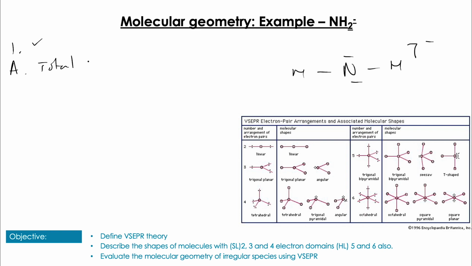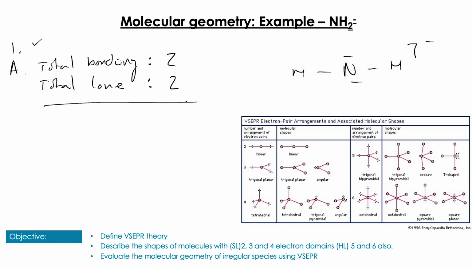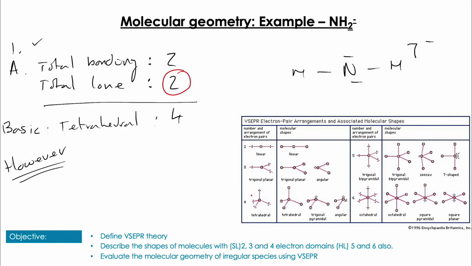So we total up our electron domains, which is the total number of bonding pairs of 2 and the total number of lone pairs of 2, which gives us 4. So we have a base shape again of 4, which is tetrahedral. However, now we have 2 lone pairs. So if we look at our table here, when we have 2 lone pairs, those 2 lone pairs are going to repel the 2 other bonding pairs and give us an angular shape.